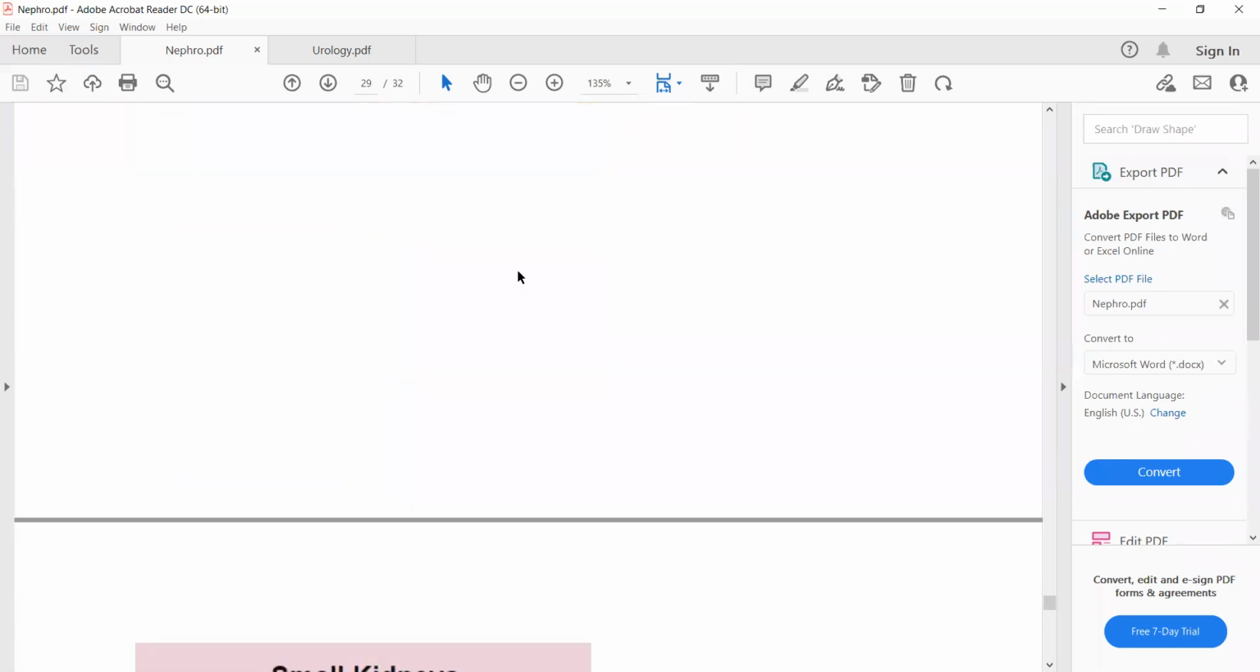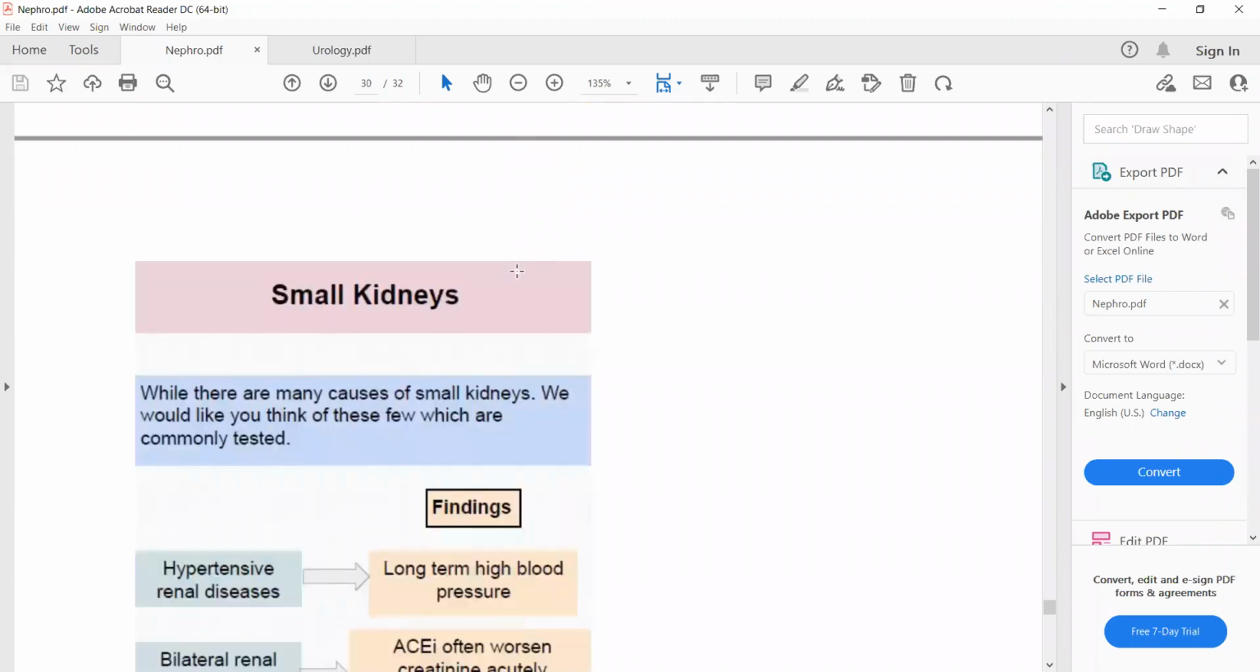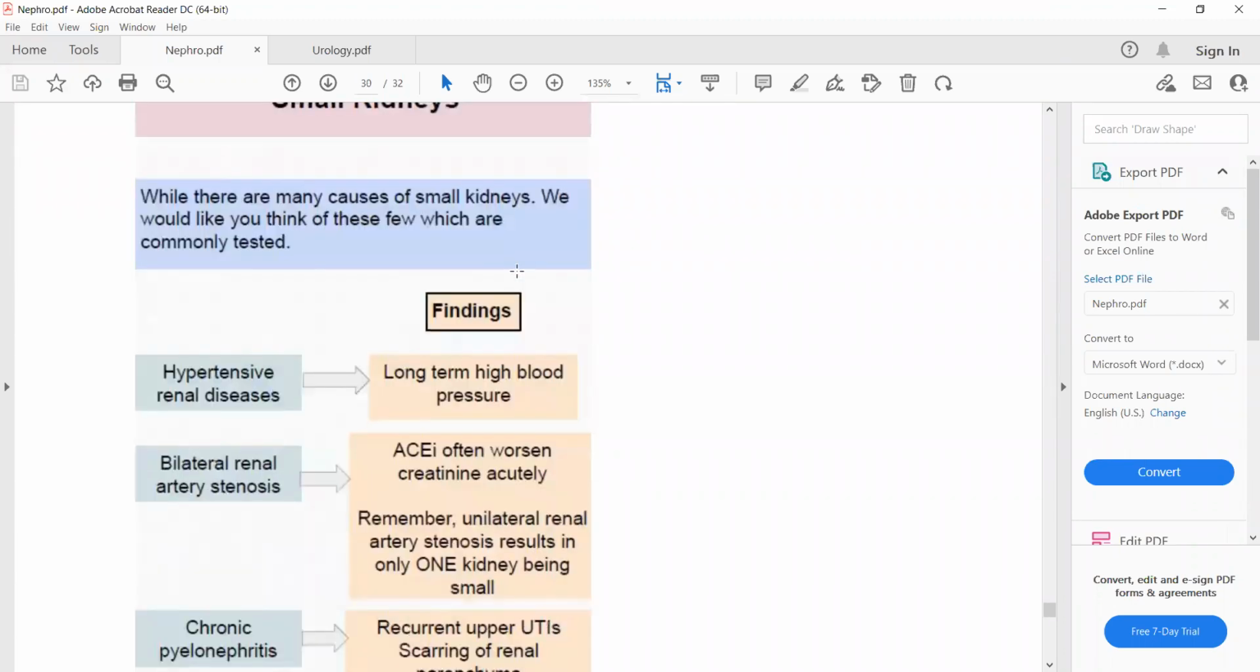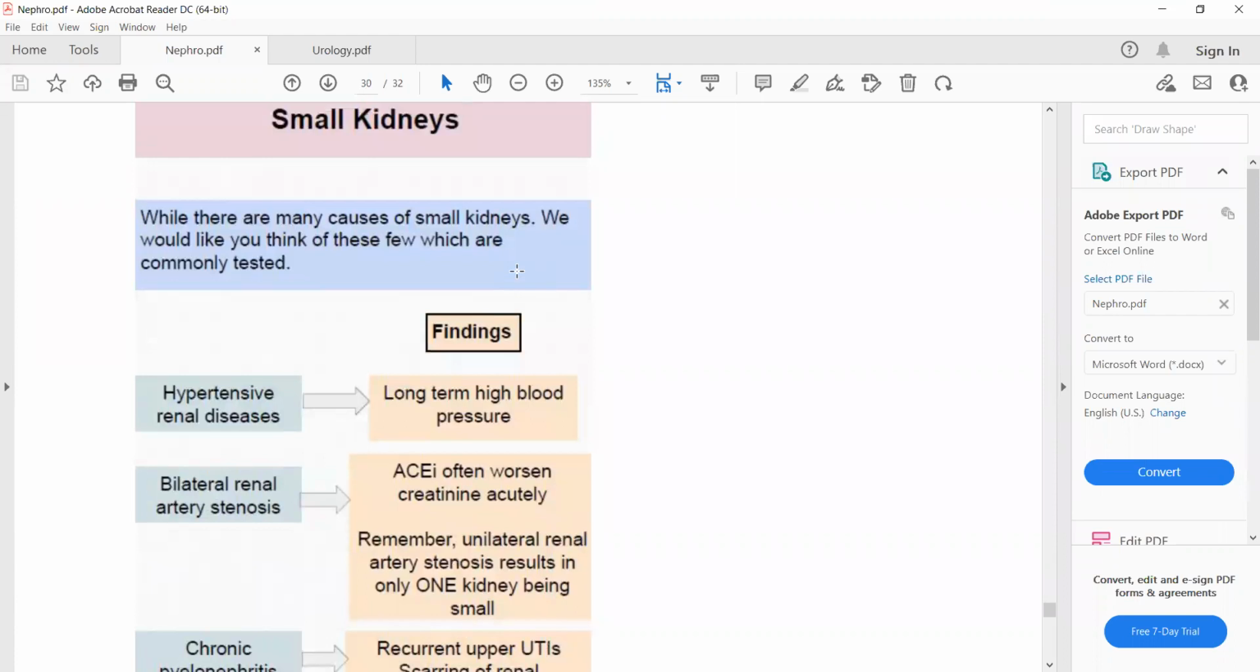How are we going to differentiate between the different causes of small kidneys? Some important features, because they are tested often in the exam. So, the first cause of small kidneys, hypertensive renal disease.